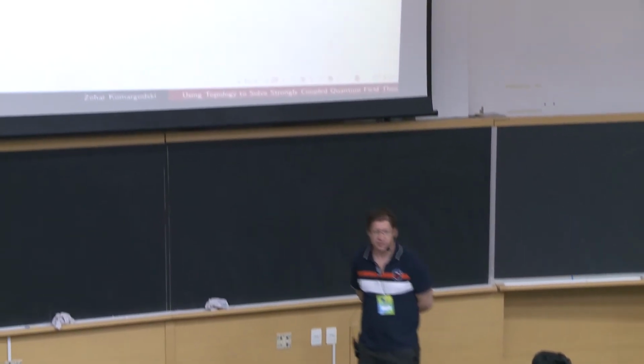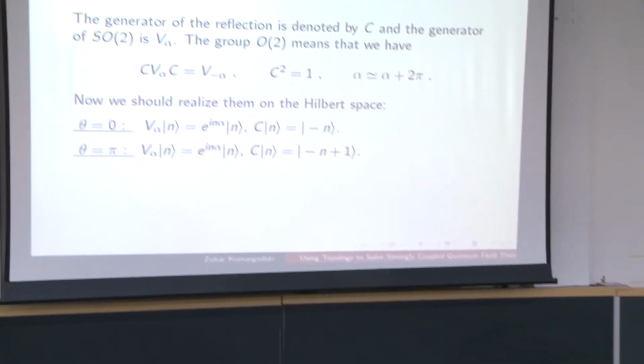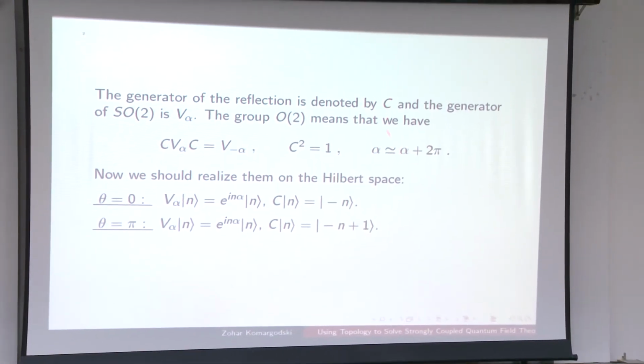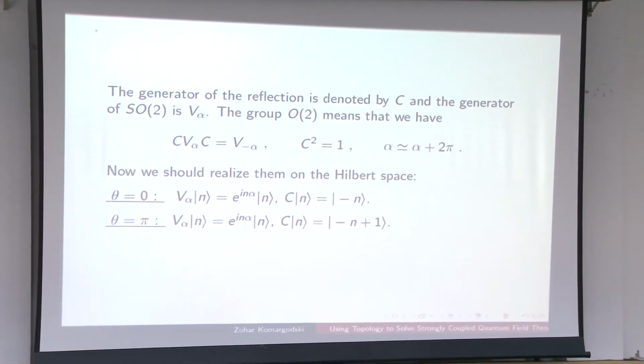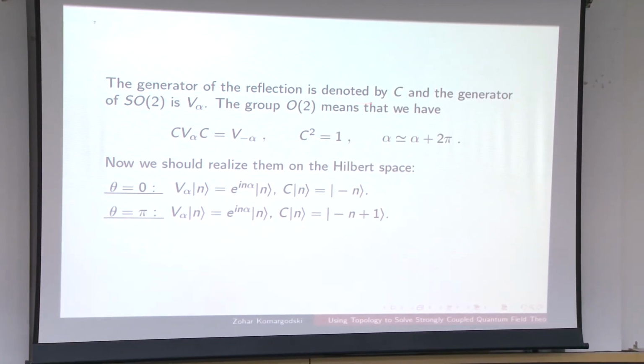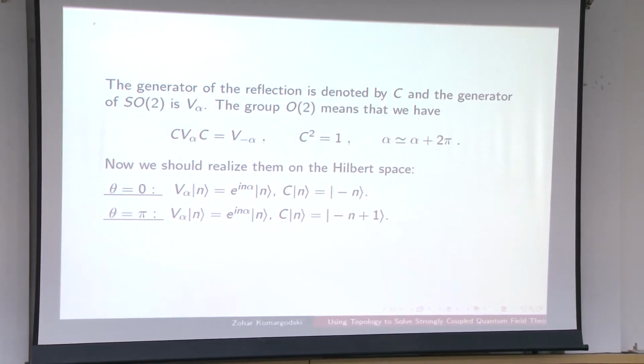So let's try to understand the symmetry in a little bit more detail. We'll have to write the generators of the symmetry. So C would stand for the generator of reflections, and V alpha would stand for the generator of rotations by an angle alpha along the ring. So by definition, alpha is defined modulo 2 pi. It's just a rotation along the ring. So what do we expect?